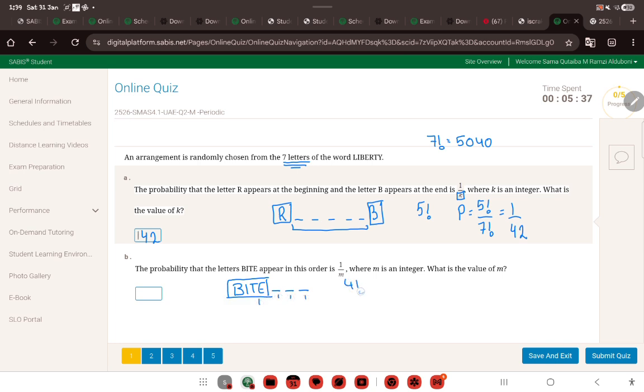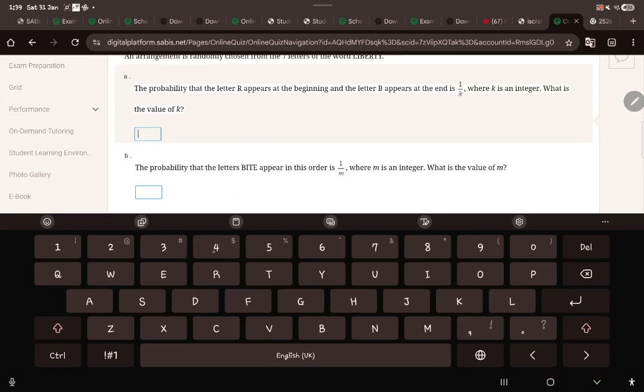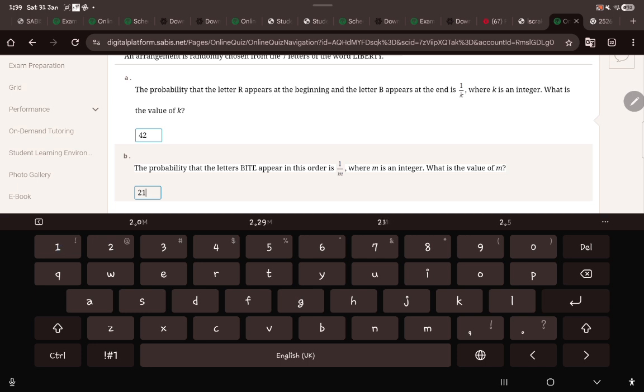4 factorial. And to get the probability, we do 4 factorial, which are the number of arrangements of byte, divided by 7 factorial. We put it on the calculator. We get 1 over 210. And they want m, which is simply 210. So we put 42, 210.